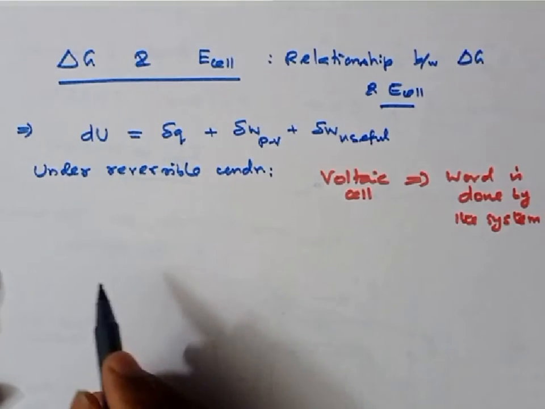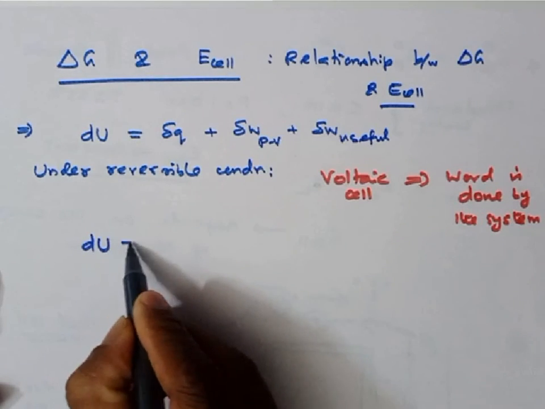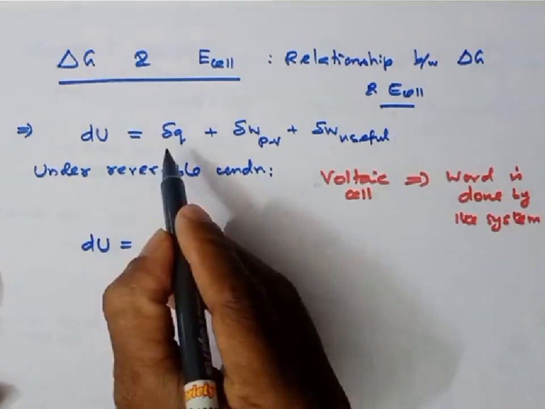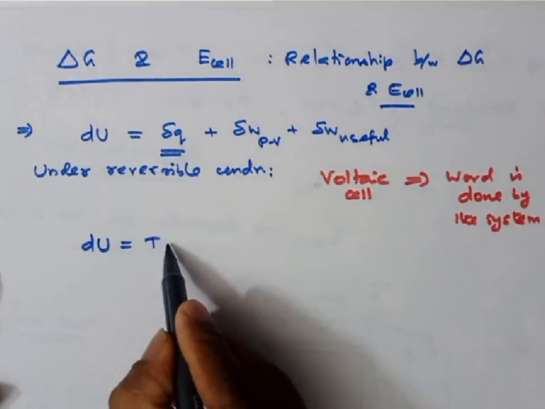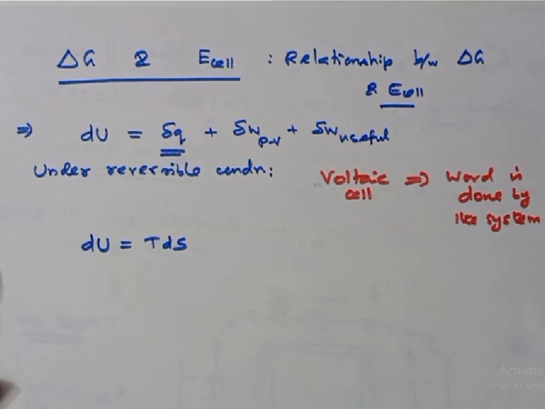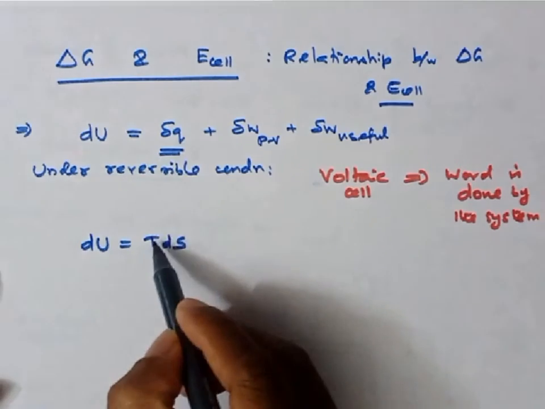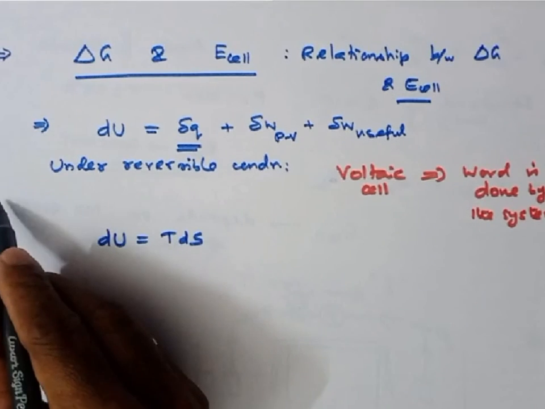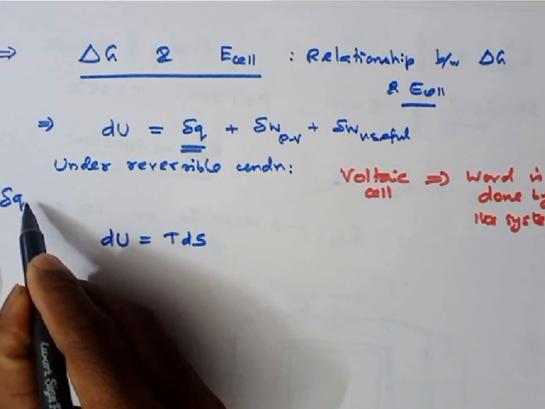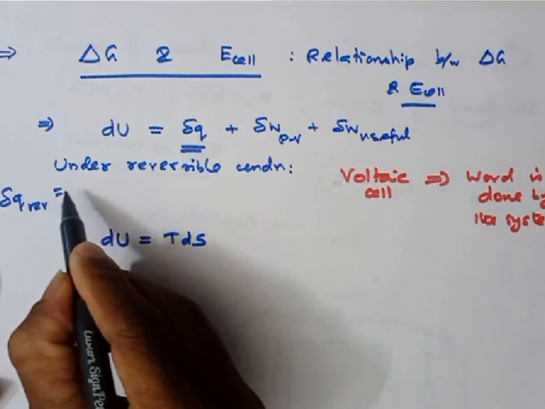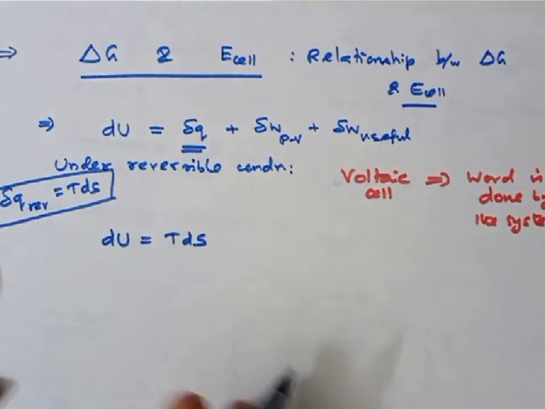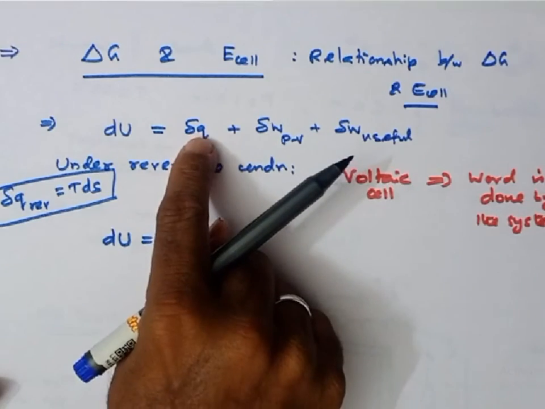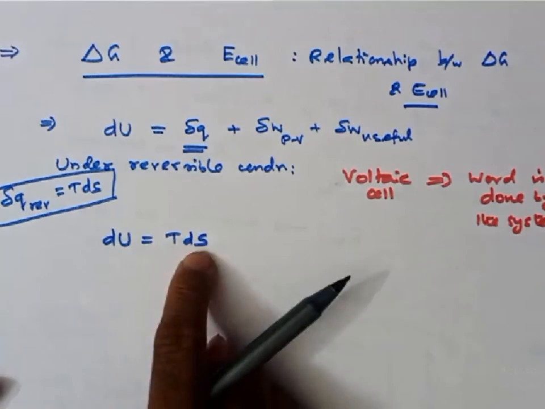Under reversible condition, change in internal energy dU is given as, listen, according to second law of thermodynamics, delta Q can be written as T dS. Delta Q under reversible condition, this is second law. Delta Q under reversible condition is nothing but T dS. This we know very well. This is from second law. So in the place of delta Q, I'll put T dS.